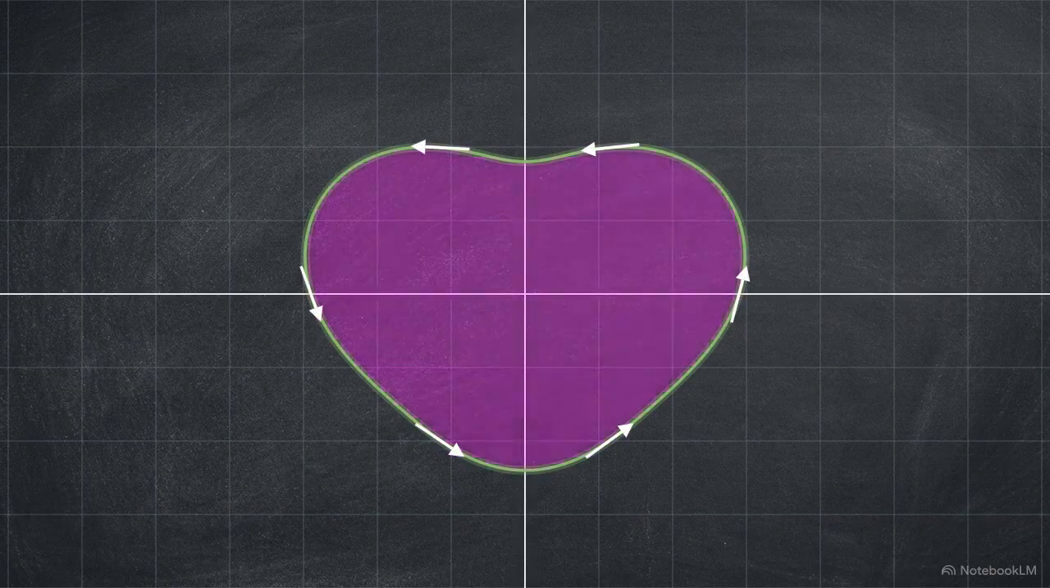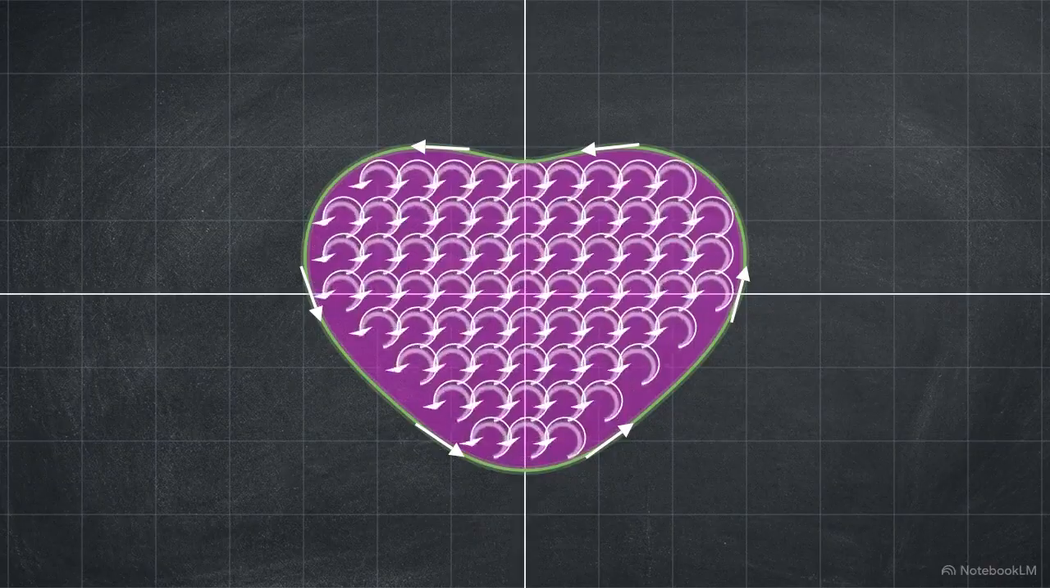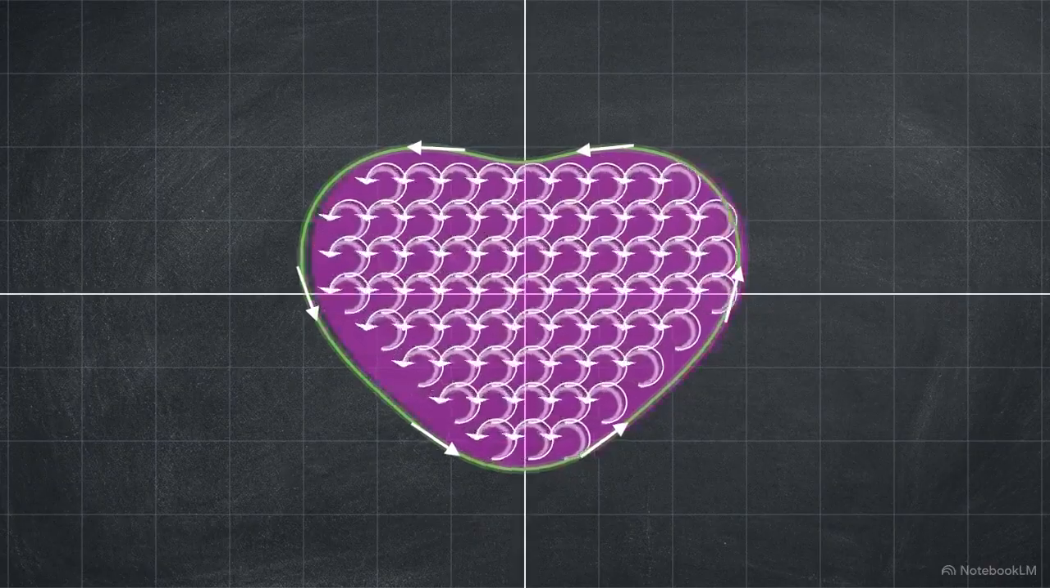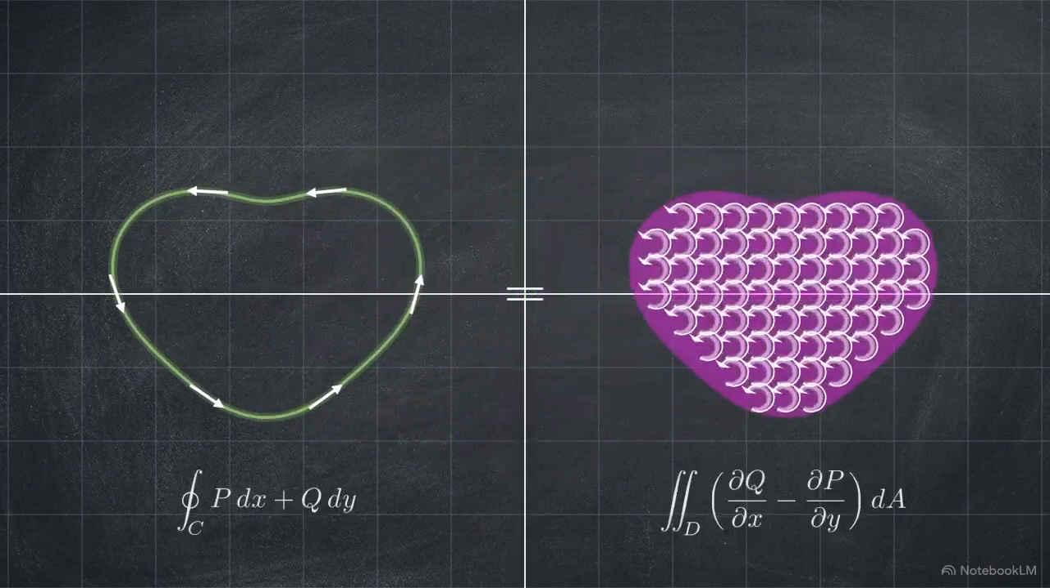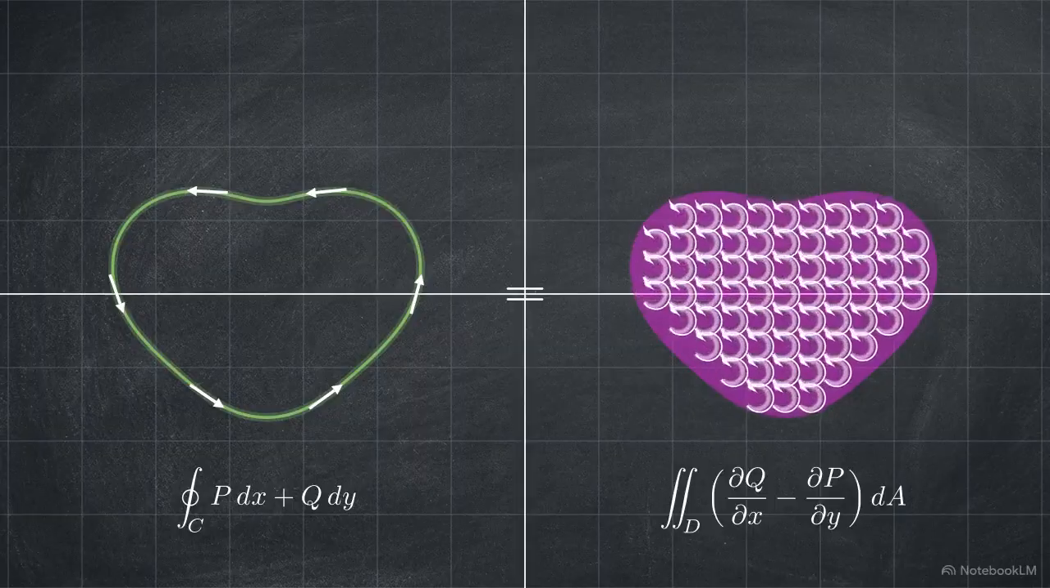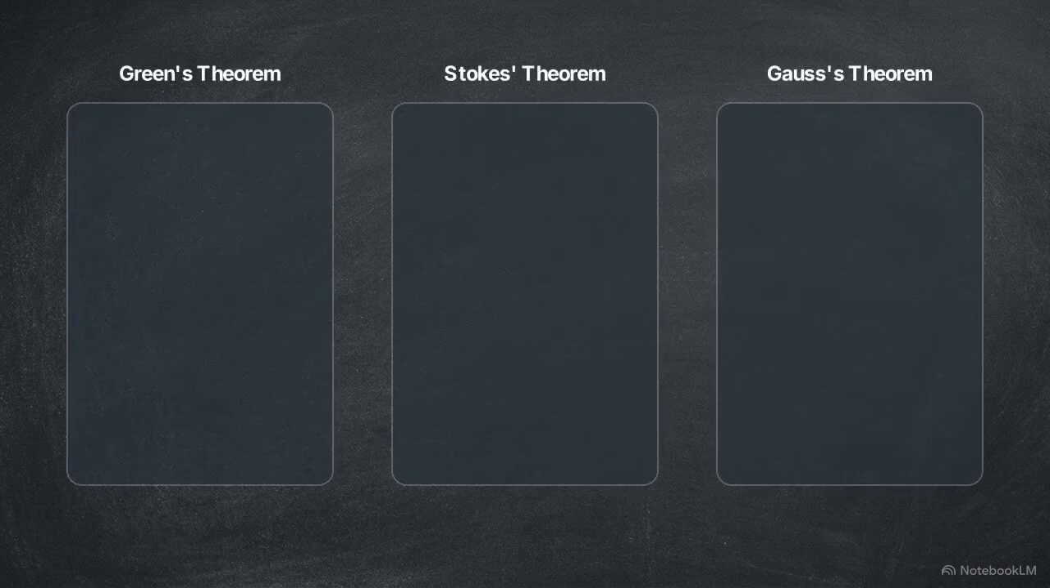Total circulation along the boundary strictly equals the sum of microscopic rotations inside the enclosed region. This anchors our thesis. The boundary integral equals the interior integral. We will trace the exact mathematics of this equivalence.